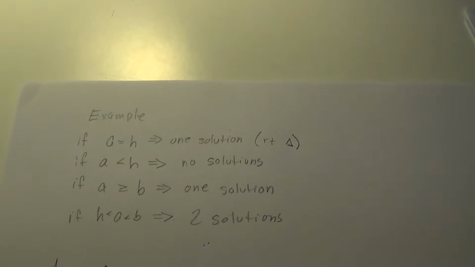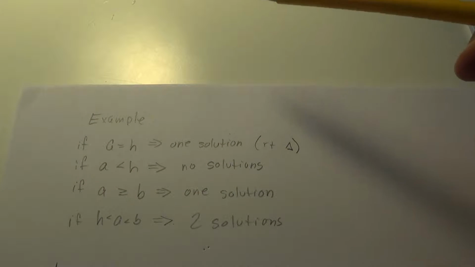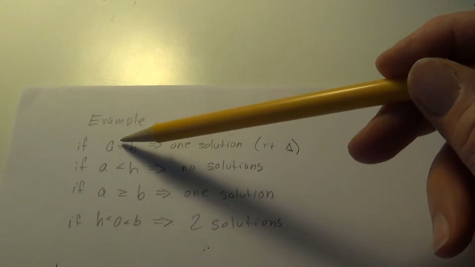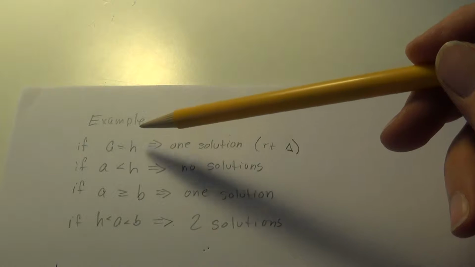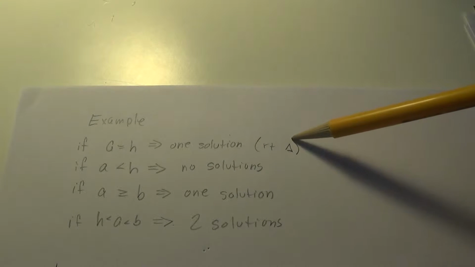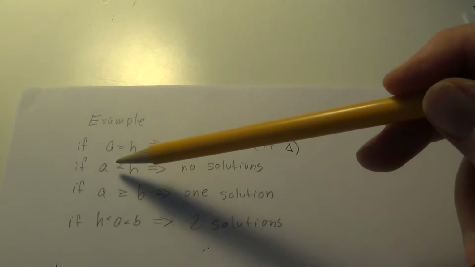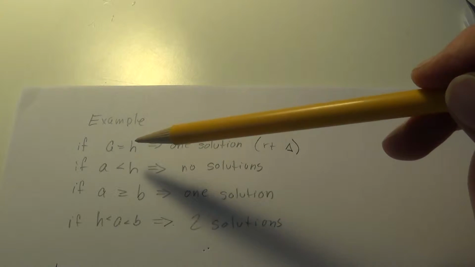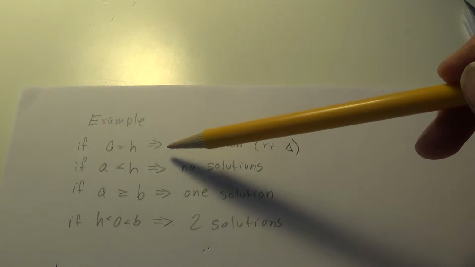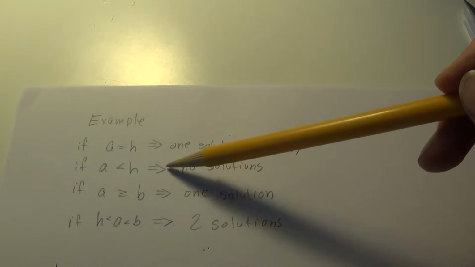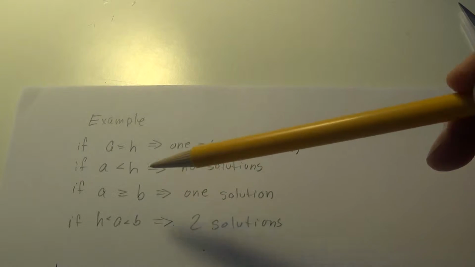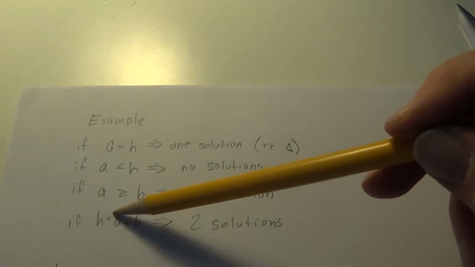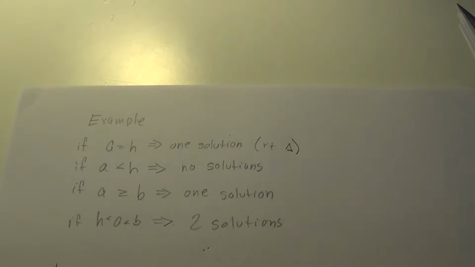Okay, part 2. So far, the important part about this is if A equals the height of the triangle, there's one solution, and it is a right triangle. And if A is less than the height, there's no solution because that side A swings around and never will meet the other side. If A is greater than or equal to B, there's one solution. And if A is in between the height and B, there are two solutions.